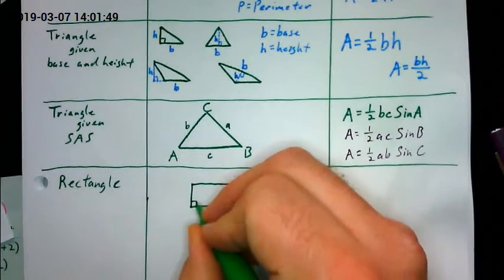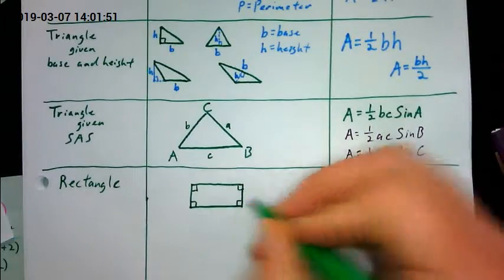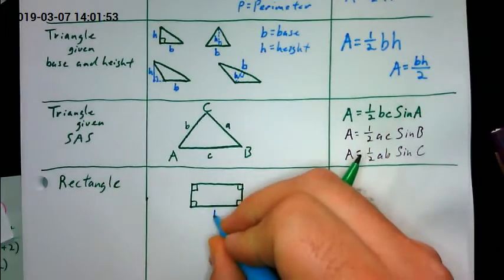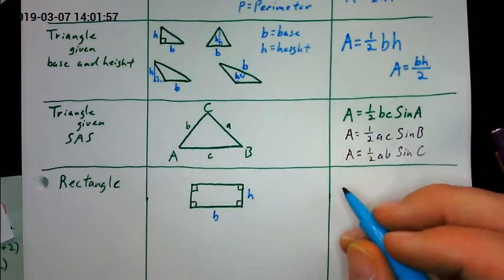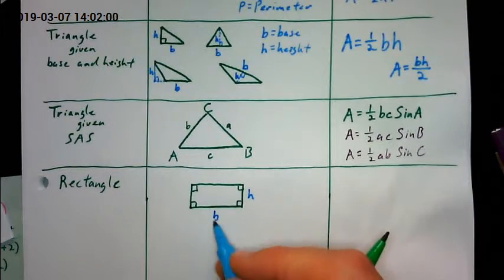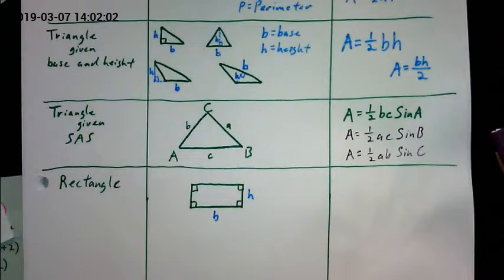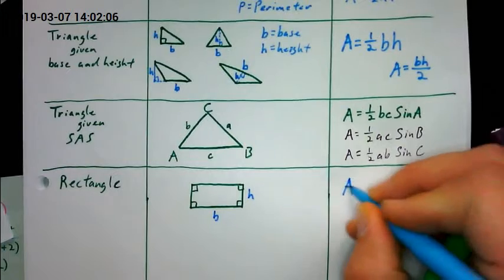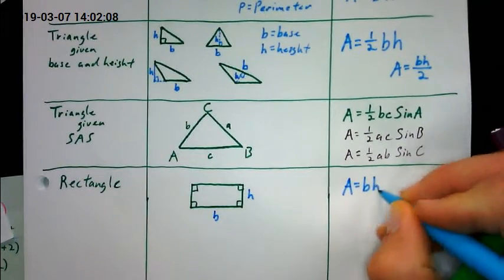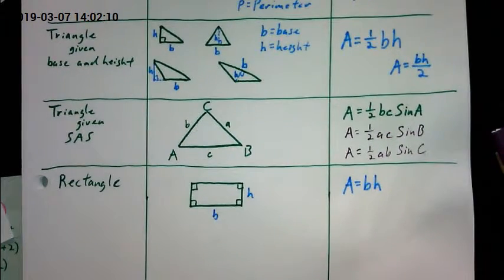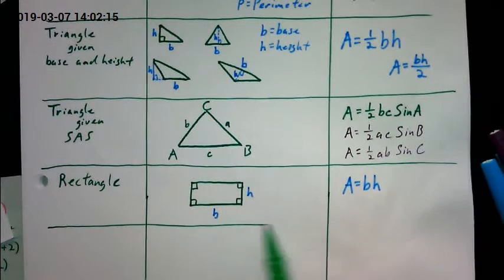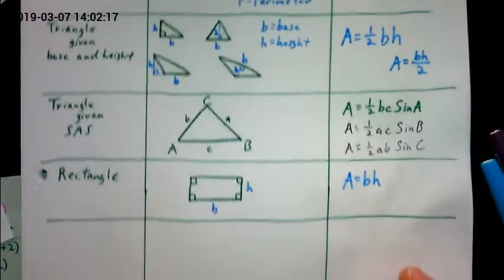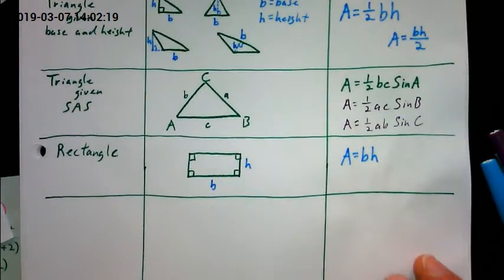So, here we have a rectangle. Does it matter which side you call base and which side you call height? No, not as long as they're perpendicular to one another, right? So, if this is base, I could use either of those sides as height. Now, for the equation, simply area equals base times height. That's it for that one. Of all the formulas, you guys should definitely already know that one.